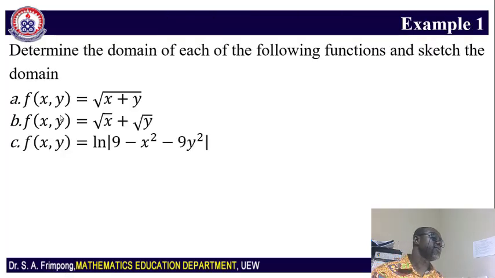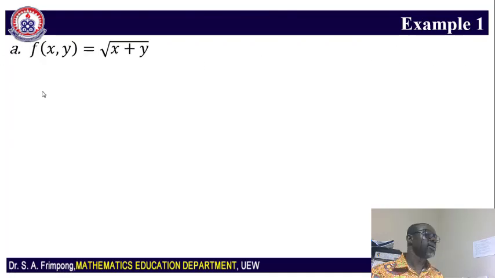So let's take this example. We want to determine the domain of each of the following functions and sketch them. You need your basic knowledge of functions. The square root of a number can never be negative, but it can be 0. So we say that x plus y should be greater than or equal to 0, therefore y is greater than or equal to negative x. So that is the domain.